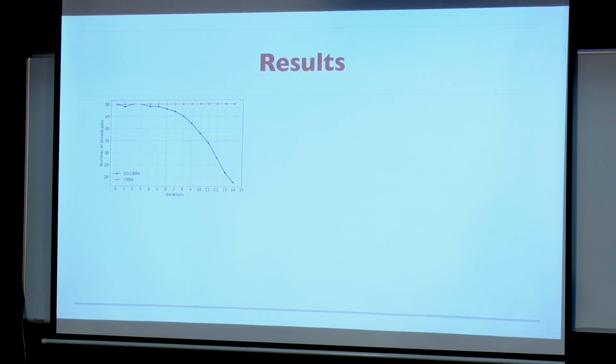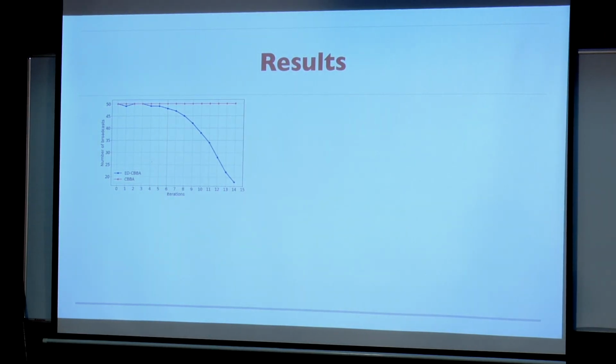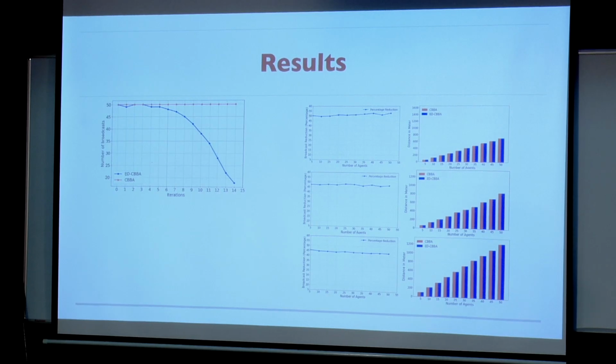So here you can see this is for the 5 to 50 agents we took. This is the number of iterations it takes to converge, and here you can see the red flat line is for CBBA, where every agent took the same amount of broadcast in every iteration, but in event-driven CBBA, after a few iterations it decreases. Here we ran a Monte Carlo simulation varying the bundle length, and this is the percentage reduction in the broadcast, and this is the solution.